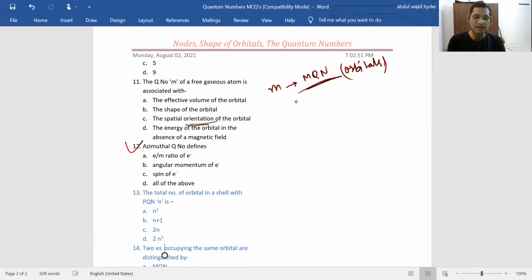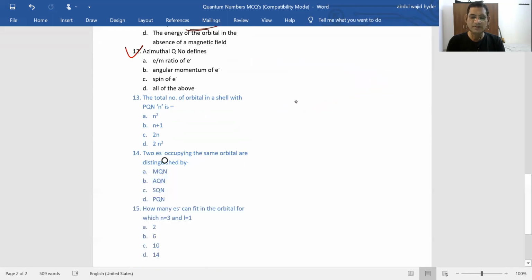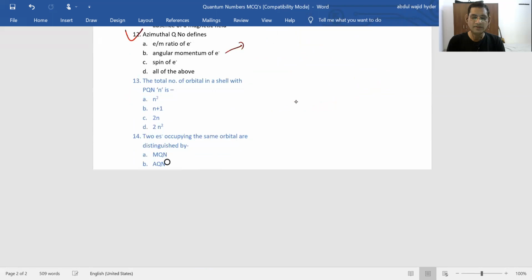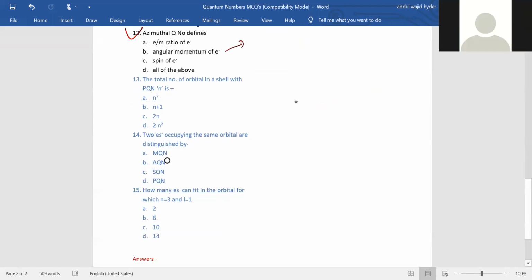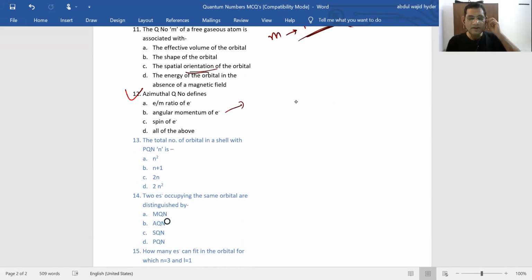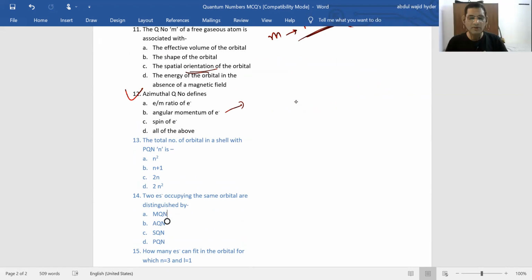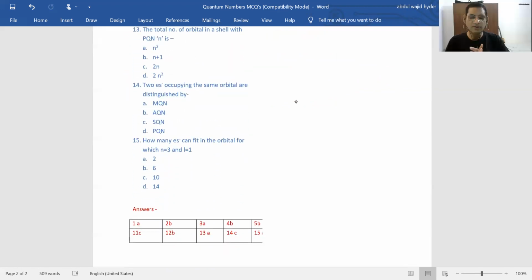Azimuthal quantum number gives you an idea about the angular momentum of the electron. Azimuthal quantum number, angular momentum quantum number. So 12, B will be the answer.